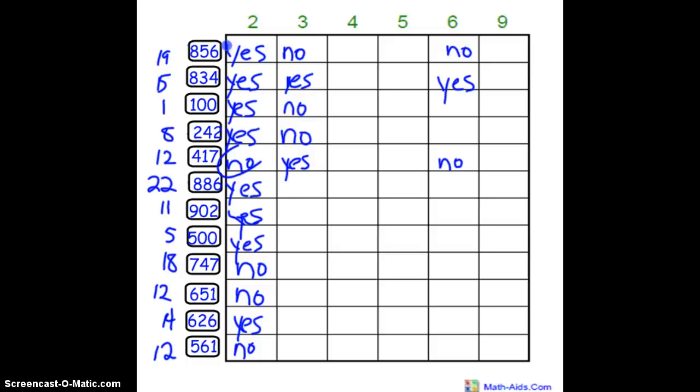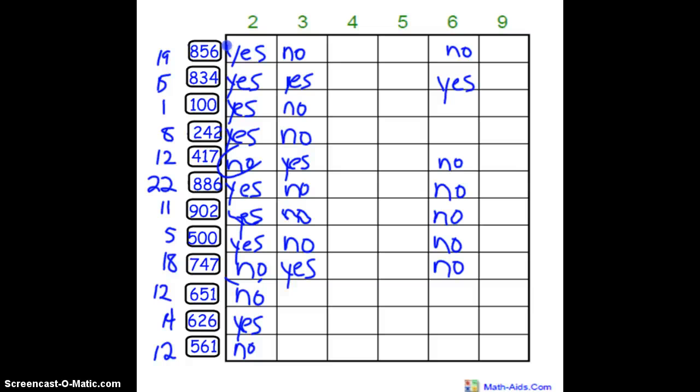Is 22 divisible by 3? No. So then that makes our 6 also a no. Is 11 divisible by 3? No. So that's going to make this also a no. Is 5 divisible by 3? Nope. And then that makes our 6 a no. Is 18 divisible by 3? Yes, it is. But since this 2 was a no, then this has to be a no.